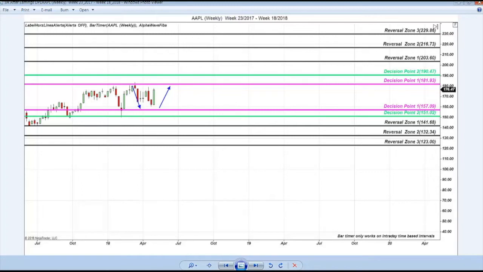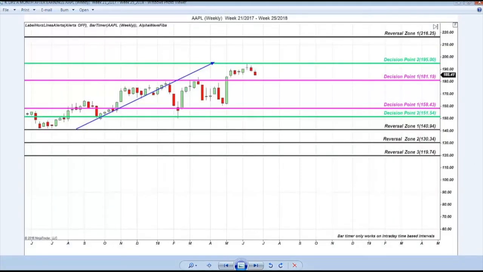Next, Apple reaches key decision point 2. Apple in pain, in correction again, showing you very clearly reversal zone is next. And as you probably know, the word reversal zone means price will reverse with high 80% probability no matter what the earnings are. This is summer on Apple. Next, in the fall, Apple reaches reversal zone.